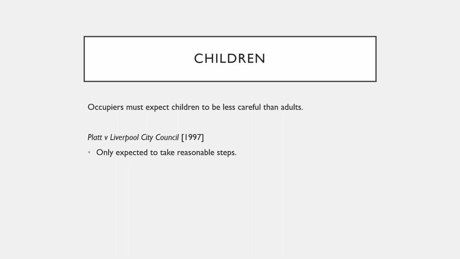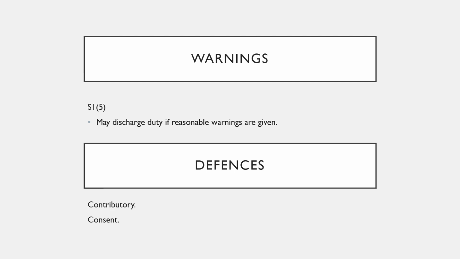Again, similar to the 1957 Act, there's this whole concept of children being expected to be less careful and should be looked after, so more precautions should be taken. So in Platt v Liverpool City Council, there was an abandoned house, and children went inside and they were playing, and the house collapsed. And it was held that the defendants took reasonable safety precautions. They had boarded up the house, yet the children still managed to go inside. It's this whole idea of what is reasonable. They took reasonable steps to safeguard from this risk. They cannot be expected to do any more. Again, similar to the 1957 Act, you can discharge this duty with reasonable warning. And again, there are defences of contributory negligence and consent.